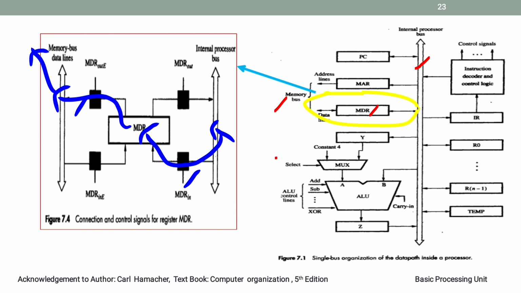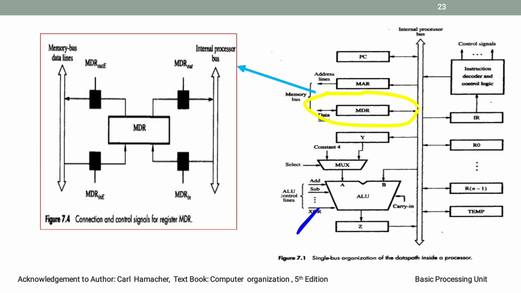Okay. So this example shows how control signals are used for inputting data into and outputting data from a register, that is MDR here, the memory data register. What are the two diagrams that we referred to for this? The first one is the single bus organization of the data path inside a processor, and the second one is the connections and control signals for register MDR. So the diagrams are very important here.